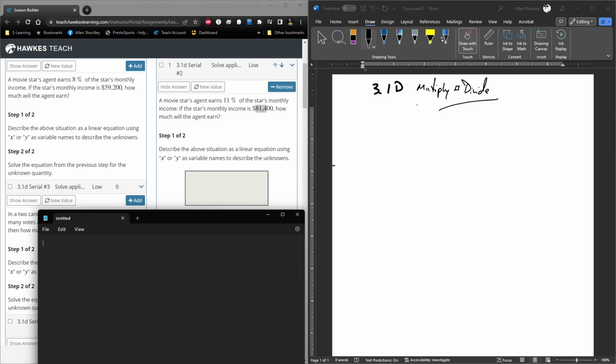All right. So how we're going to do this. We're going to take that 11% and we need to use it as either a decimal or a fraction. I prefer decimals. I have no idea if this thing's actually going to take it or not. But we have one of two ways of writing these percents. So we have 11% of our monthly income.